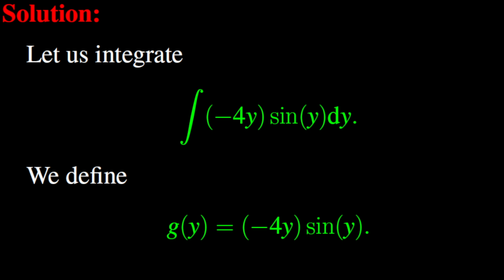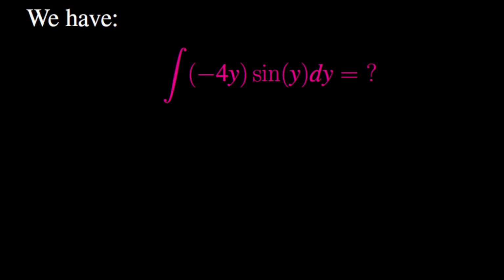Let us integrate the function minus 4y times sine of y. Given that the function to integrate, minus 4y times sine of y, is still the product of a nonlinear function with a polynomial function, we still have to use the method of integration by parts. The main aim of this repeated utilization of the method of integration by parts is to reduce the degree of the polynomial function, minus 4y.